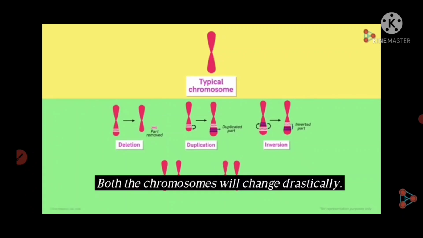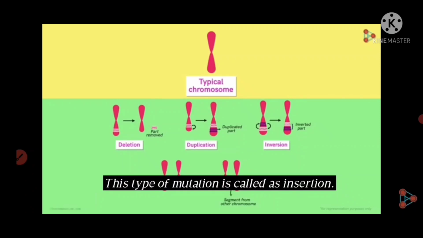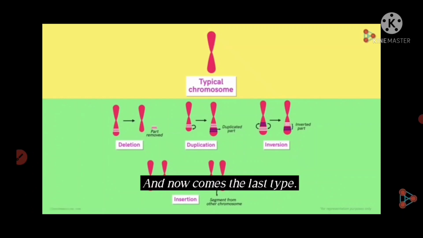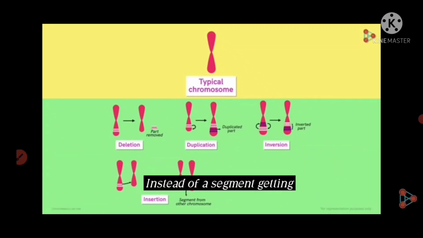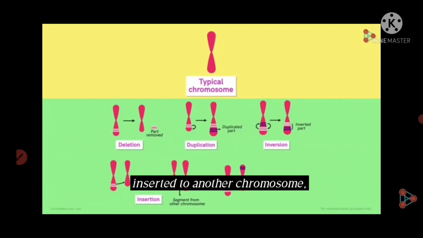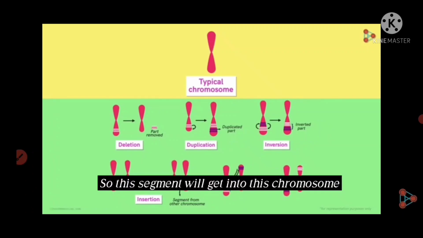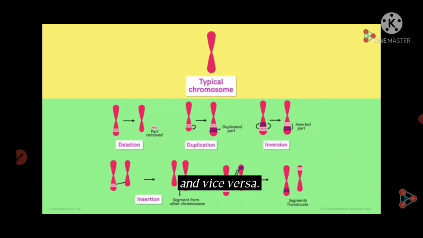That's correct. Both the chromosomes will change drastically. This type of mutation is called as insertion. And now comes the last type. Instead of a segment getting inserted to another chromosome, let's imagine a situation where a segment from each chromosome gets interexchanged. So this segment will get into this chromosome and vice versa.